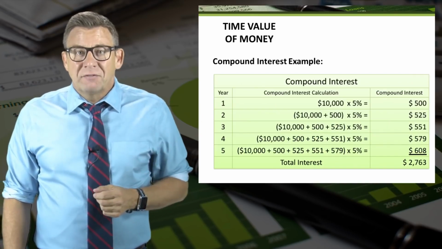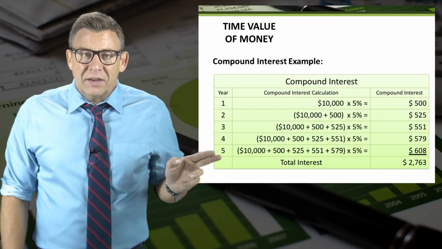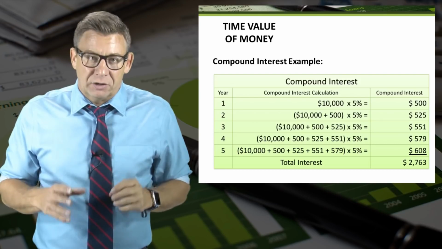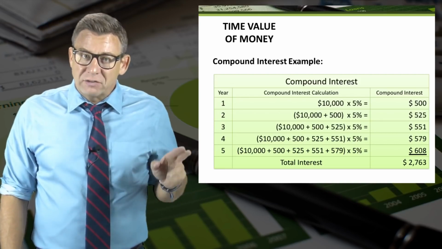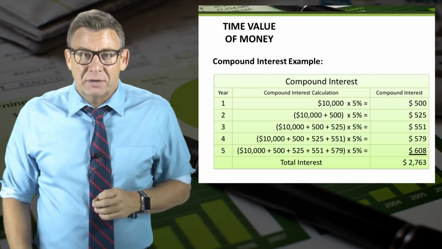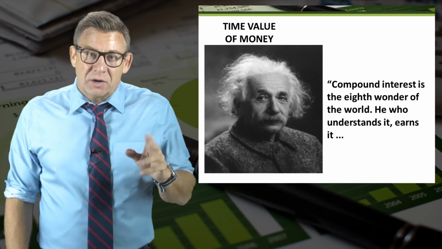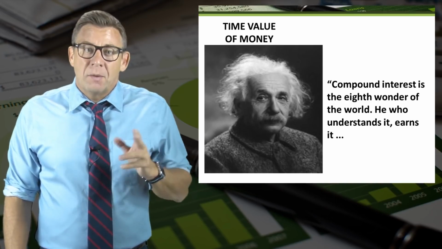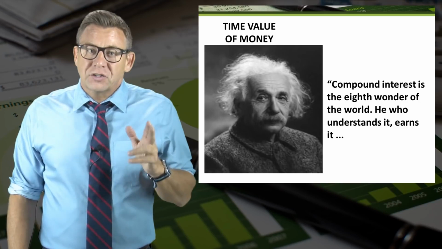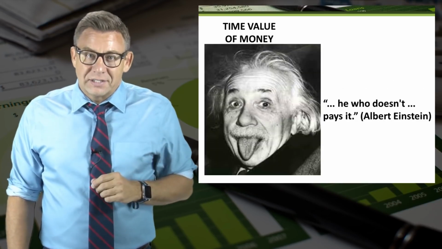Here is an example of compound interest. The same $10,000 earning 5% annual compound interest results in $2,763 of interest over that same time period. My good friend and yours, Albert Einstein, is credited with the following quote: "Compound interest is the eighth wonder of the world. He who understands it earns it, and he who doesn't pays it."